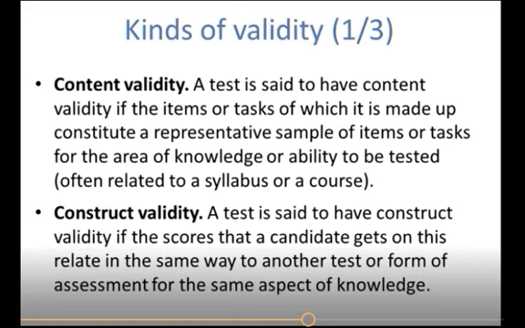Validity is of three kinds. First one is content validity. What is content validity? A test is said to have content validity if the items or tasks of which it is made up constitute a representative sample of items or tasks for the area of knowledge or ability to be tested.